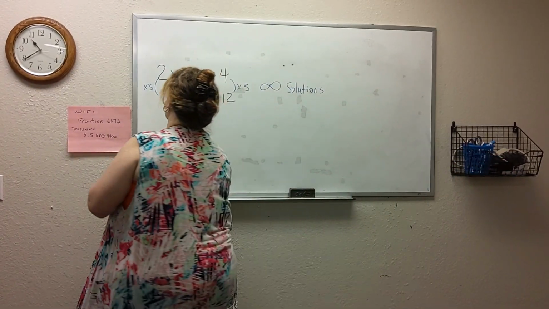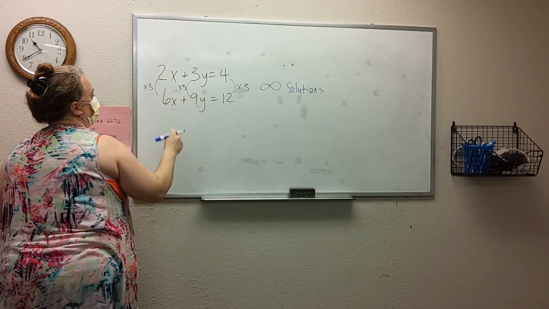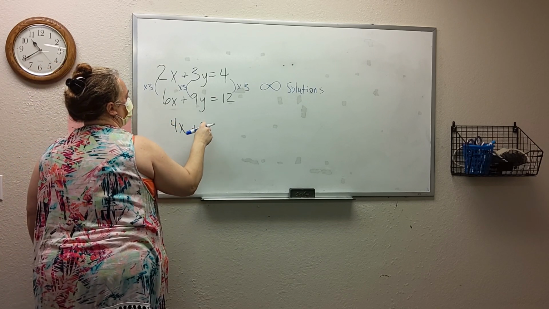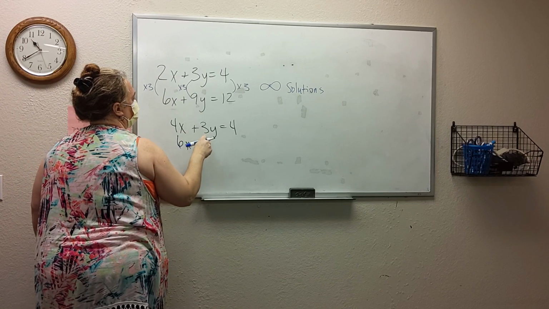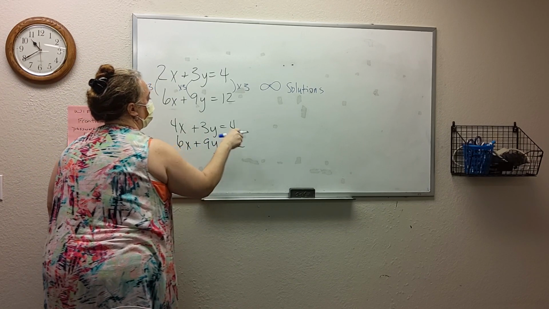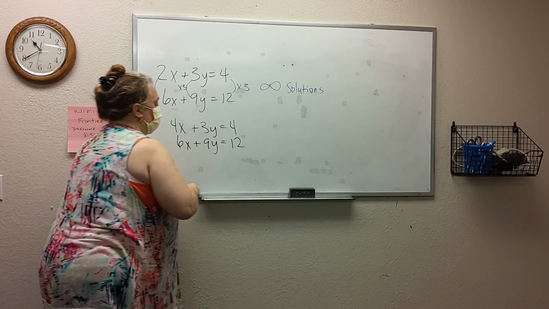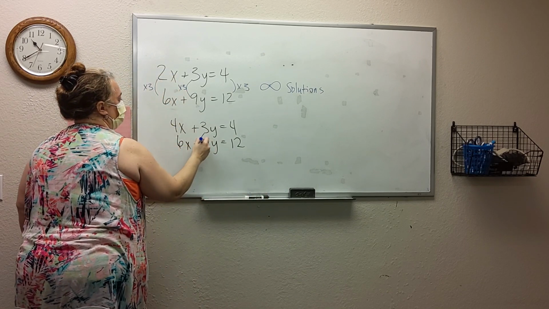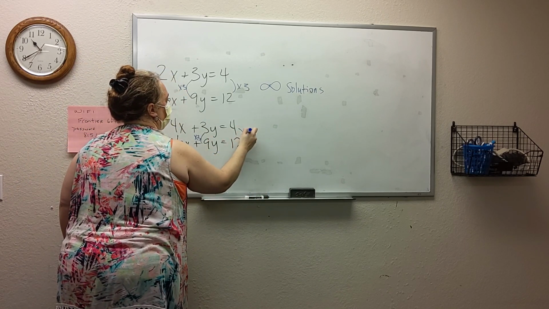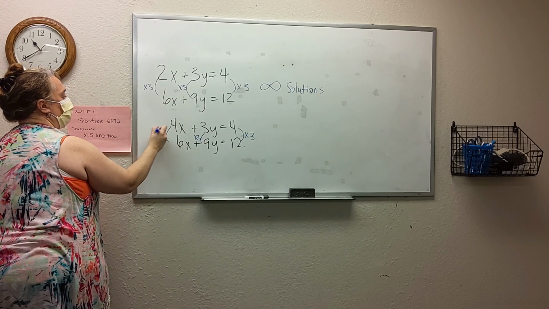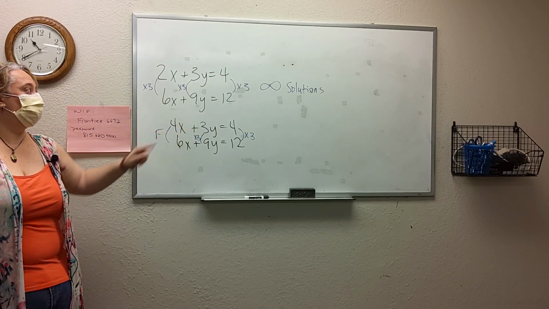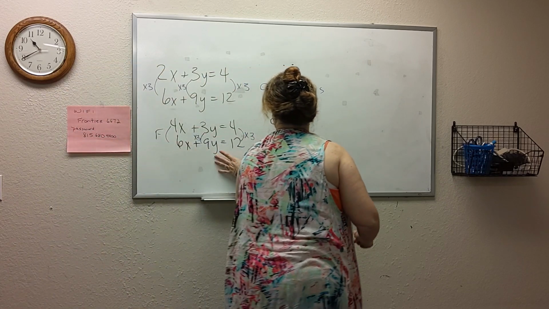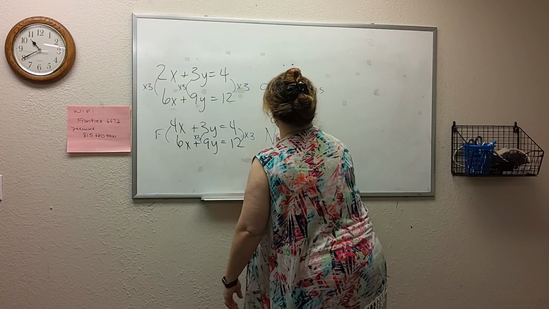Now, let's change one number. Let's say this is 4x plus 3y equals 4, and 6x plus 9y equals 12. So the only number I've changed is the first one. Now my pattern still holds true here and here, but it fails here. So I have 1 point of failure and 2 patterns. If I have 1 failure and 2 patterns, this is no solution.